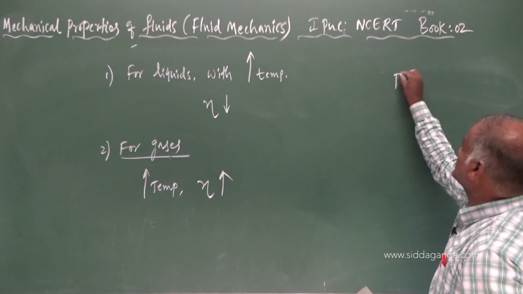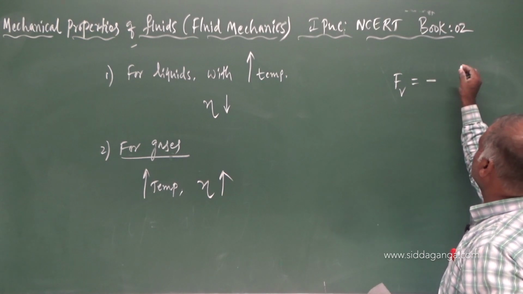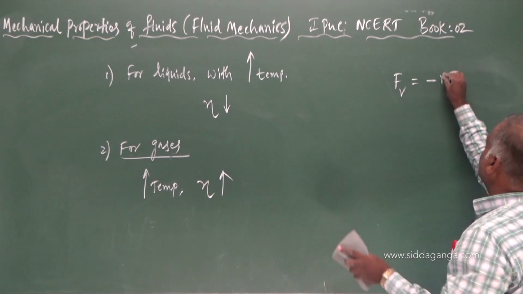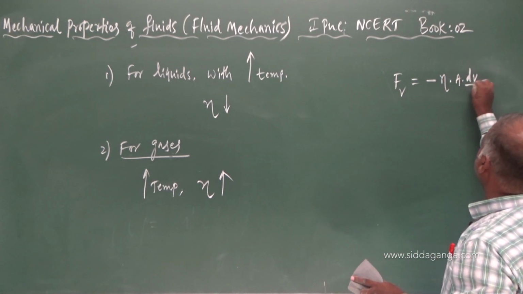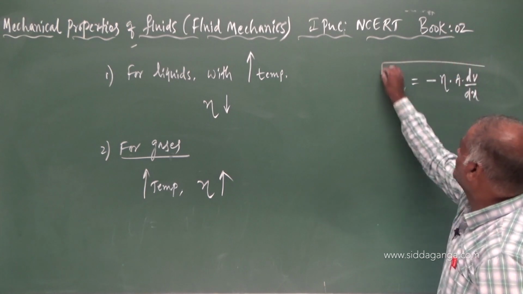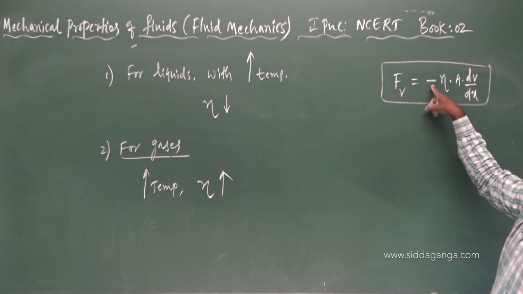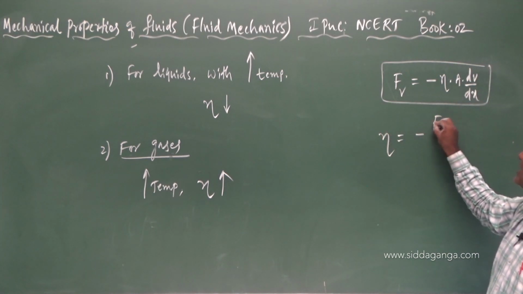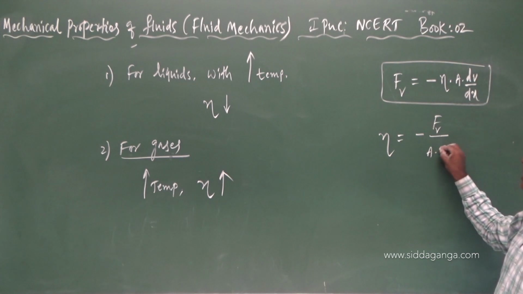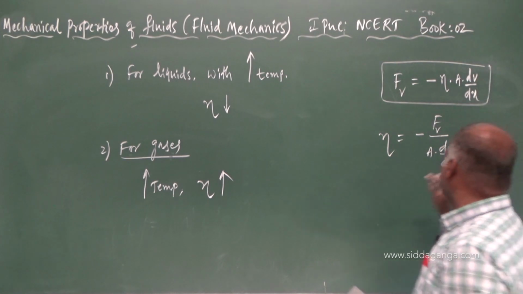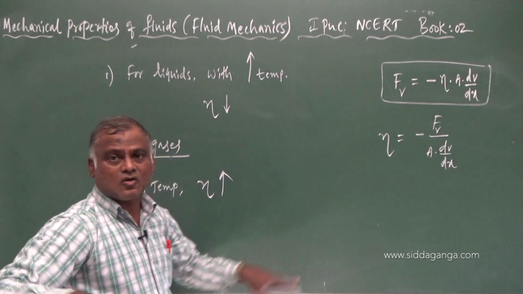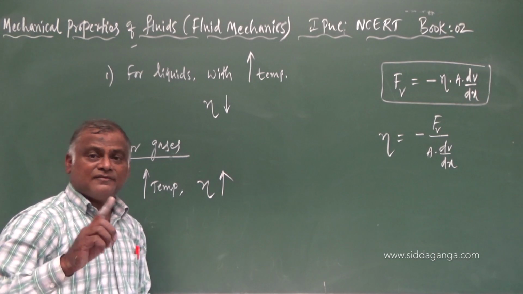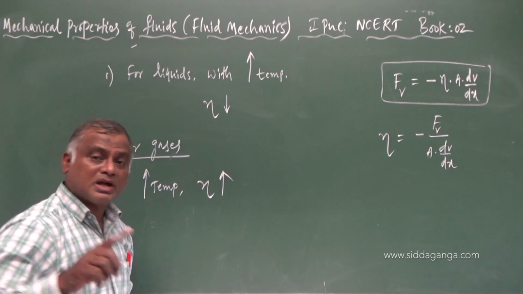So the formula is viscous force is eta into A into dV by dx. Viscous force is minus eta A dV by dx. Therefore, the coefficient of viscosity is minus viscous force divided by A into dV by dx, where A is the surface area in contact, and dV by dx is the velocity gradient. Any physical quantity measured with respect to distance.